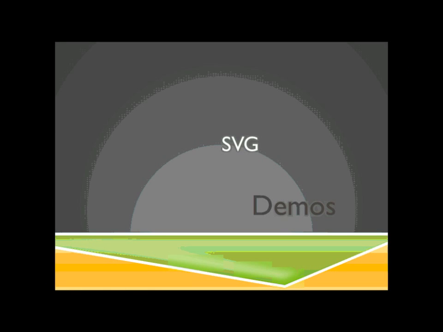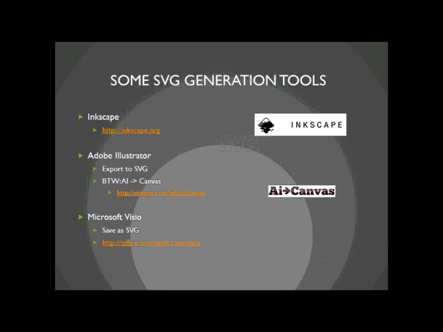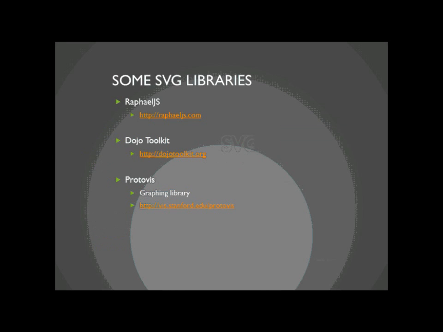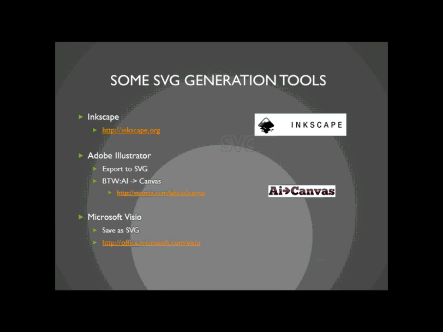Let me go back, make sure there wasn't something I was missing. So there's just some quick glance at what SVG is and some simple examples. In these slides, you can see that there are some generation tools, a couple that I pointed out to you. One is Adobe Illustrator. A lot of people use that to create graphics for their sites. Of course, you can save out and export to SVG.